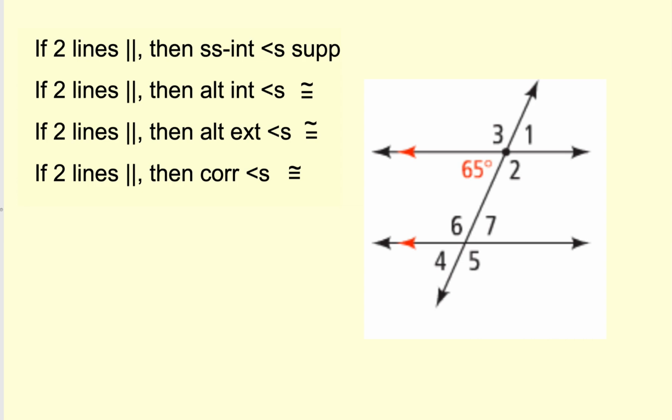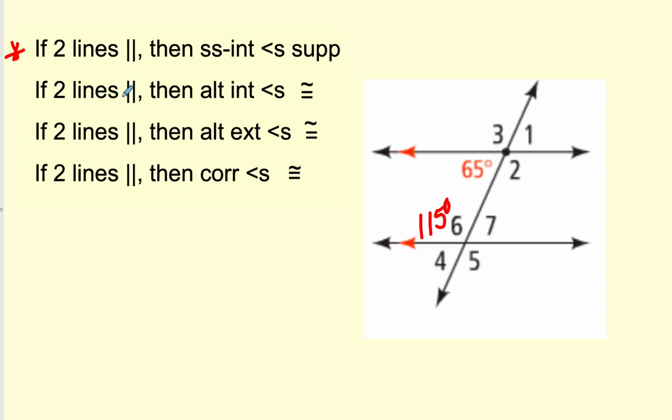So these are the four things we now know. This first one was our postulate. We didn't prove that. If two lines are parallel, same side interior angles are supplementary. That means 65 and 6 will be supplementary. So that'll force 6 to be 115 degrees, in order to add up to 180.